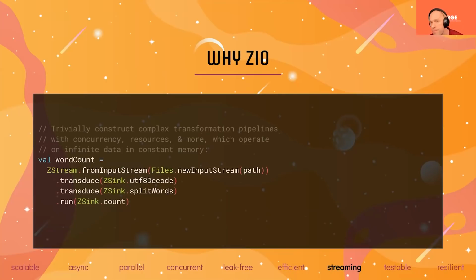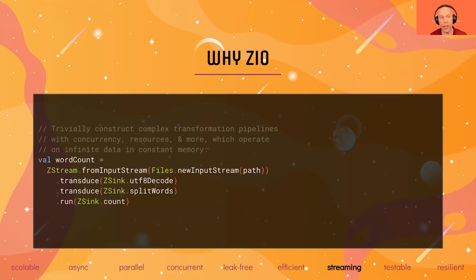ZIO also has tremendously powerful streaming capabilities that allow you to work on infinite streams in a concurrent fashion in a finite amount of memory without leaking resources. So ZIO streams are concurrent and resource safe by default, and they give you the different capabilities you need.